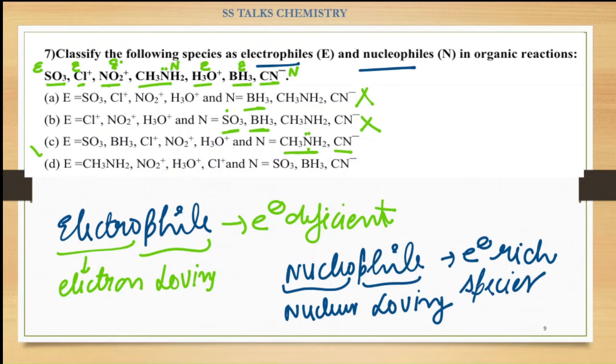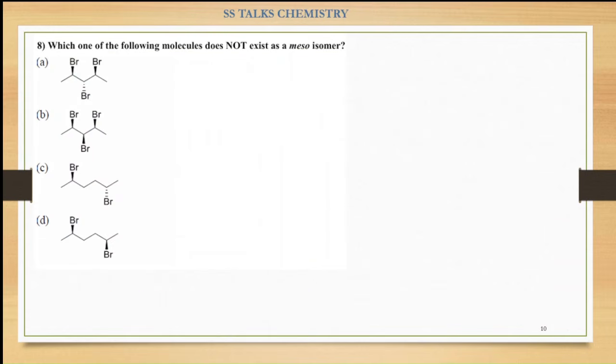So the correct option will be C. Okay. Again, you can see in option D also, cross-checking it just. BH3 and SO3 are electrophilic in nature and they have marked them as nucleophilic, so this one is not going to be the correct answer. So C is the correct option for this particular question. Okay. Moving on to the next one, we have this question.